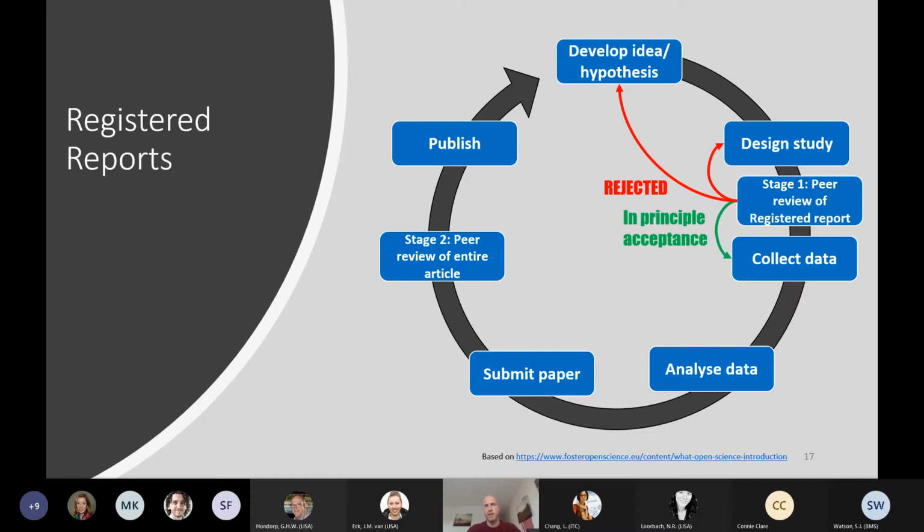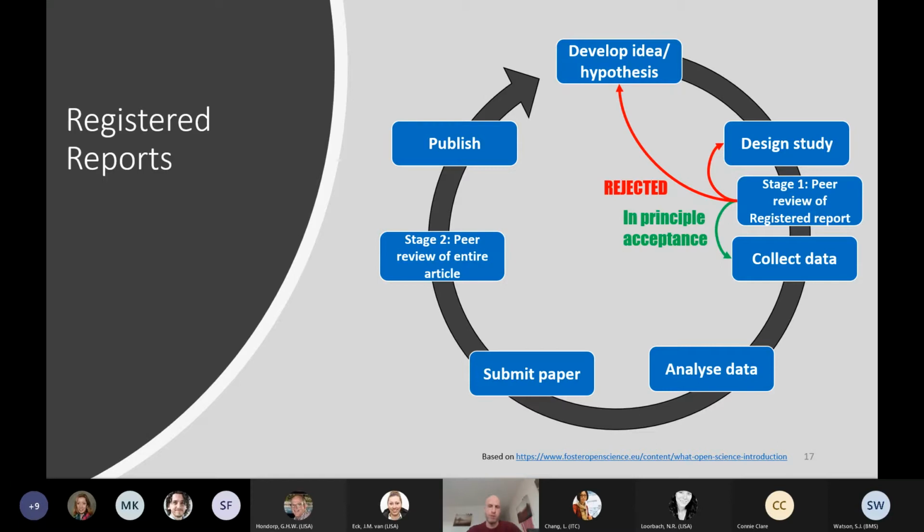If it gets rejected, then you either have to go back to the hypothesizing stage or to the study design stage. But you get the feedback much earlier than before. If it gets accepted, then it is called in-principle acceptance. You can then go ahead with collecting data, analyzing it, submitting the paper, and then you reach stage 2. So this is the second stage of the peer review process. In this stage, the entire paper will be reviewed. The reviewers will check whether you did what you promised, and in this case, your paper will be published regardless of whether you have positive or negative results.